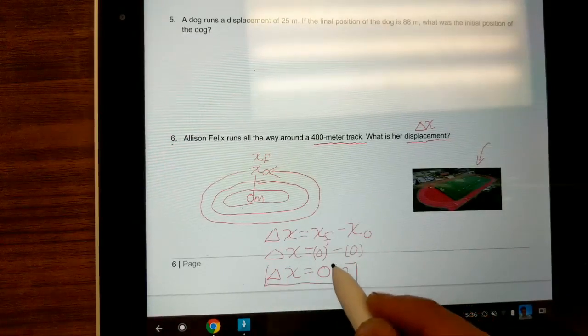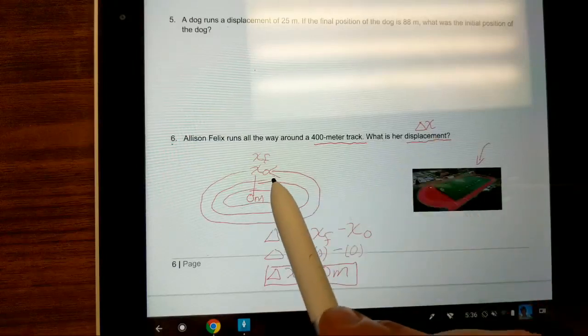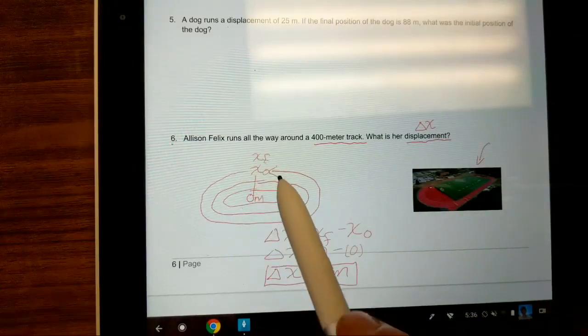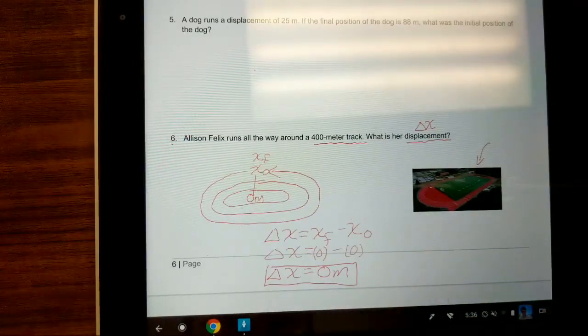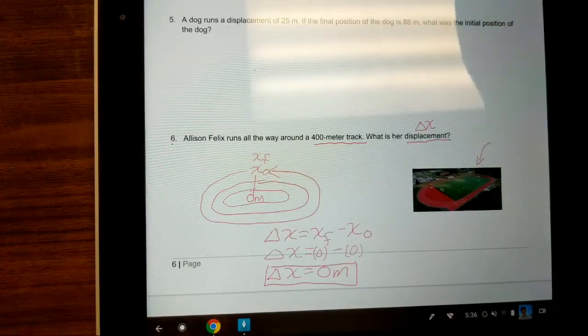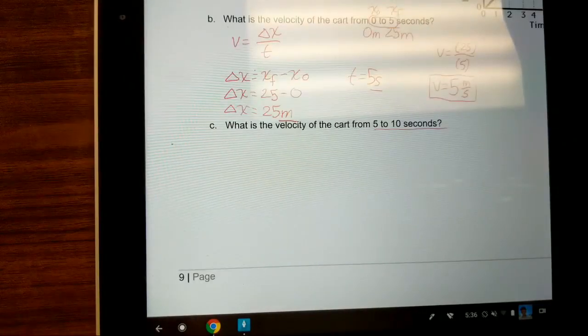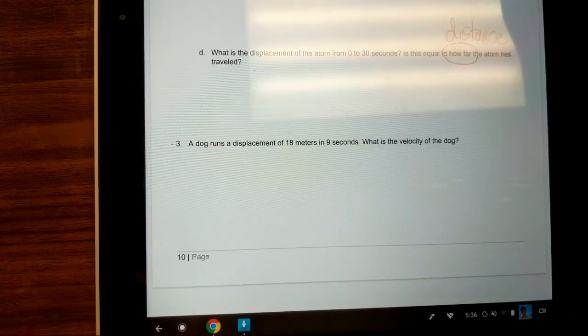So her displacement was 0. Why? Because she went all the way around and ended back up where she started. We saw this problem in class. There's nothing particularly tricky about this. There's nothing new. But I want to compare this with a different problem having to do with velocity.